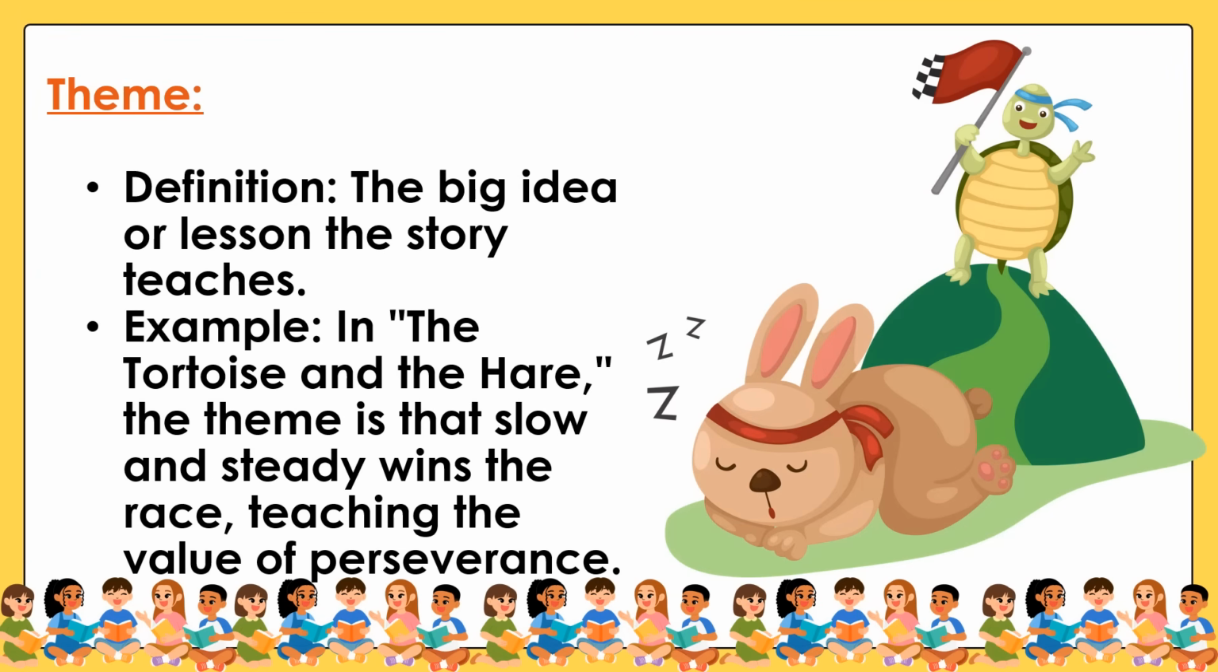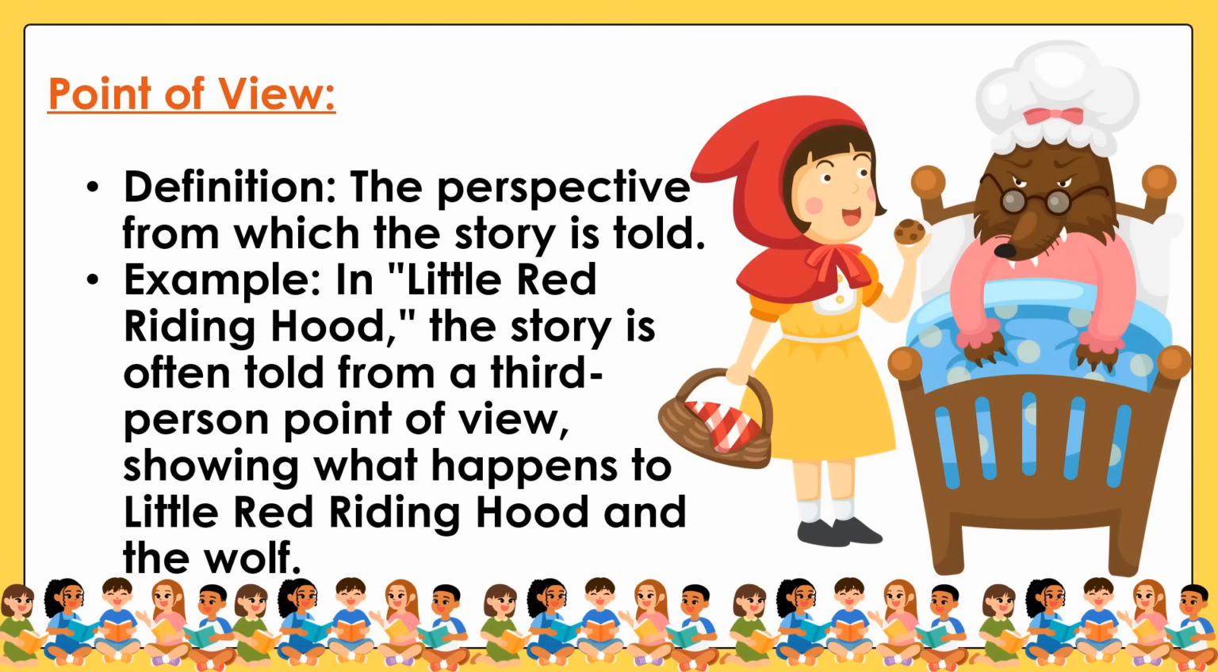Next, we have theme. Theme is the big idea or the lesson the story teaches. For example, in The Tortoise and the Hare, the theme is that slow and steady wins the race, teaching the value of perseverance. Point of view: the perspective from which the story is told. Example: in Little Red Riding Hood, the story is often told from a third-person point of view, showing what happens to Little Red Riding Hood and the wolf.